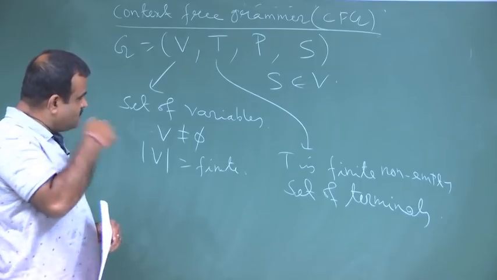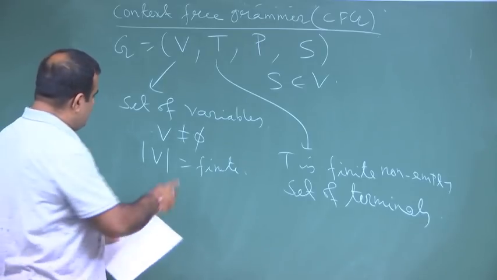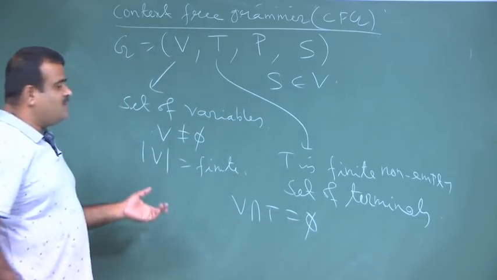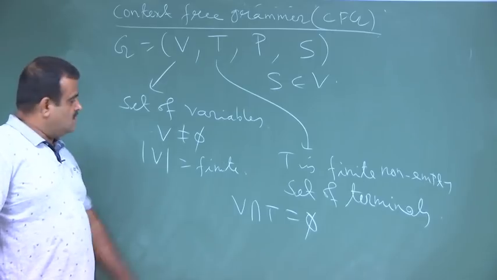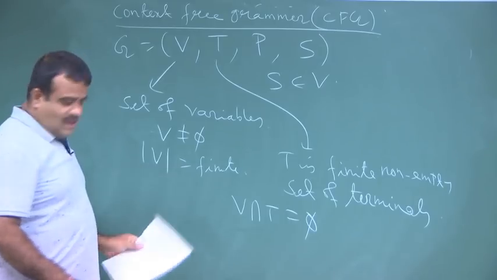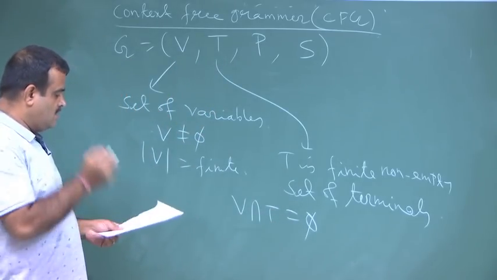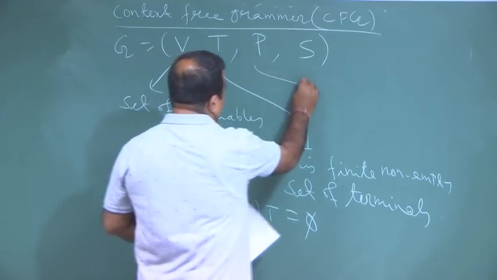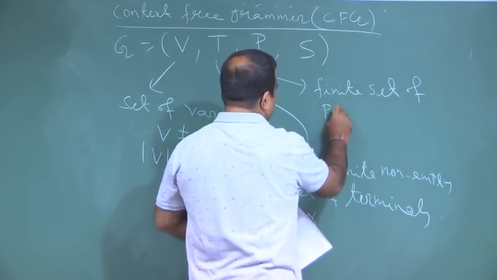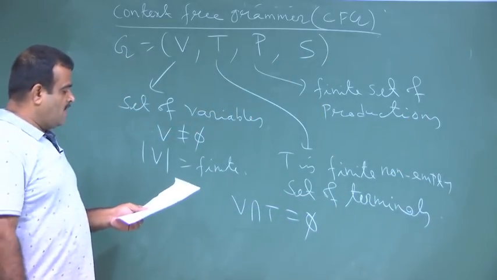Okay. That means these elements are called terminals. And here we have V and T, there should not be any intersection of V and T. I mean a terminal cannot be a variable and a variable cannot be a terminal. So, they are two disjoint sets, okay. And P is the rules or the productions. This is also a finite set of productions or rules.